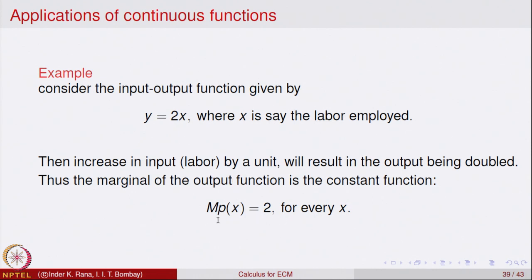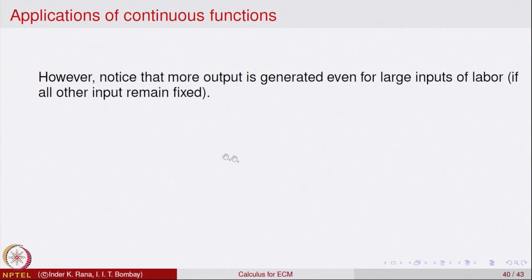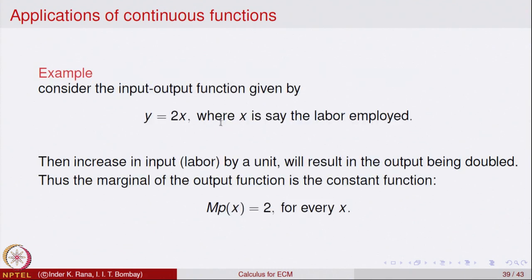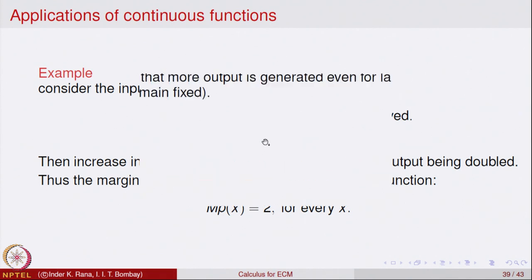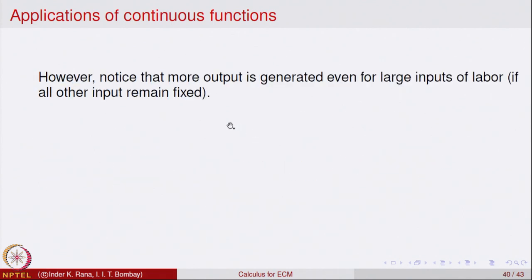MP indicates the marginal of P. This is what is called the marginal of the production, the change in output for every unit increase in x. That is 2, so the marginal is a constant function. However, notice that more output is generated even when large inputs of labor are there, even if the other factors are fixed. In this model, if x keeps on increasing, y keeps on increasing, because the marginal is positive and it is 2.